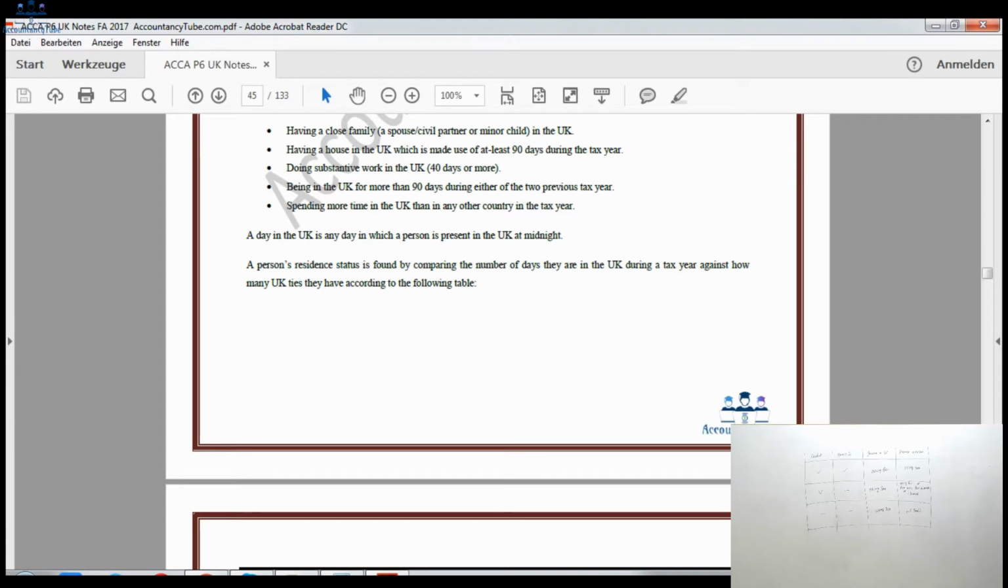If your job is like you're always flying to other countries, so you are hardly in any country, but you spend more days in the UK than in any other country, it means you are having another connection with the UK, you have another tie.